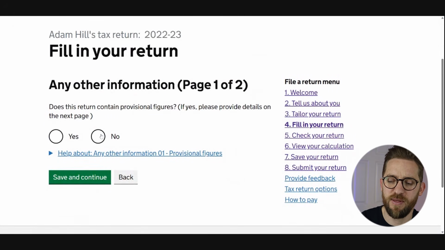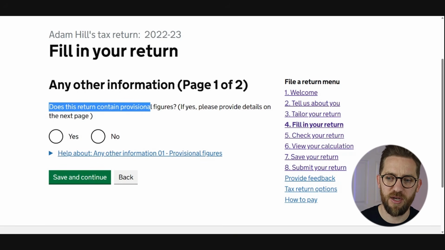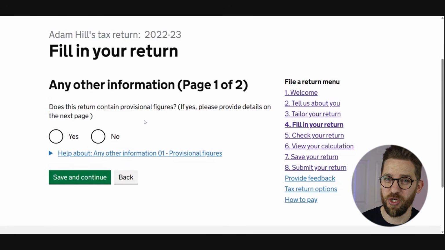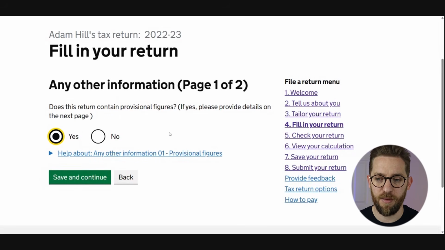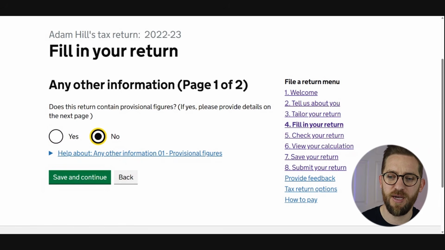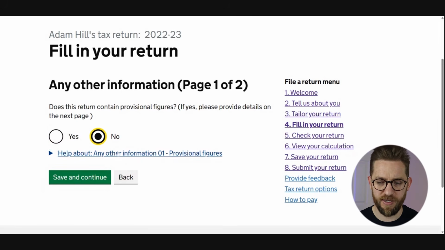Any other information. So at this point, this is general information relating to your tax return. Doesn't have to relate to the property income section, but you can provide additional information. First of all, they're asking us, does this return contain provisional figures? Provisional figures, if you don't have information and you're approaching the deadline, sometimes it's better to just submit something, an estimate to HMRC, but they would be expecting you to come back and make a correction. And I believe if you say yes, you'll actually have to tell them when you're going to come back and why you're using a provisional figure. I'm going to say no, these are final figures, I'm happy with them.